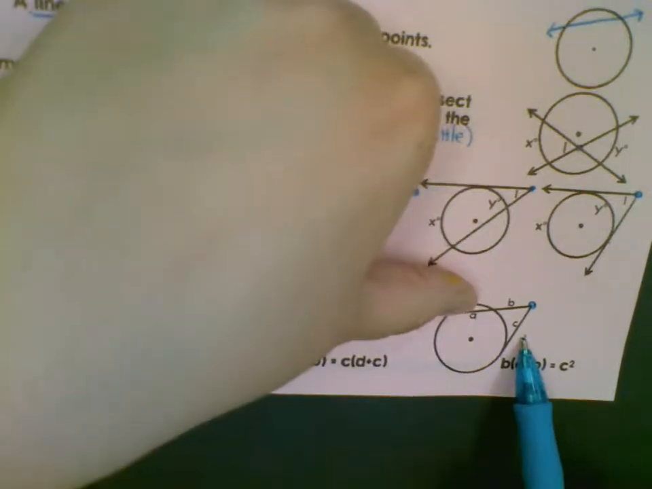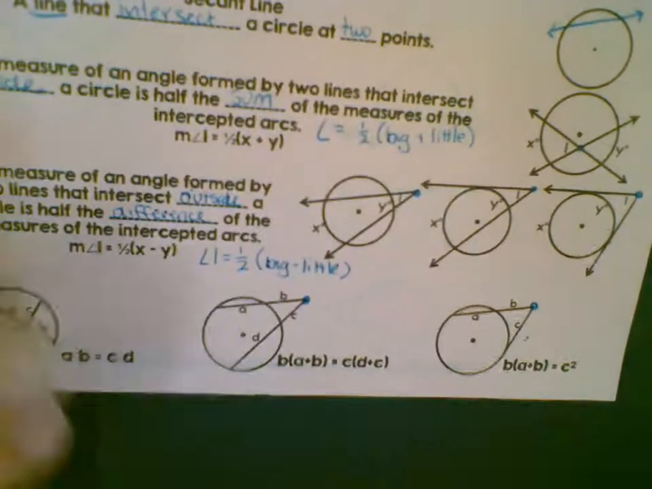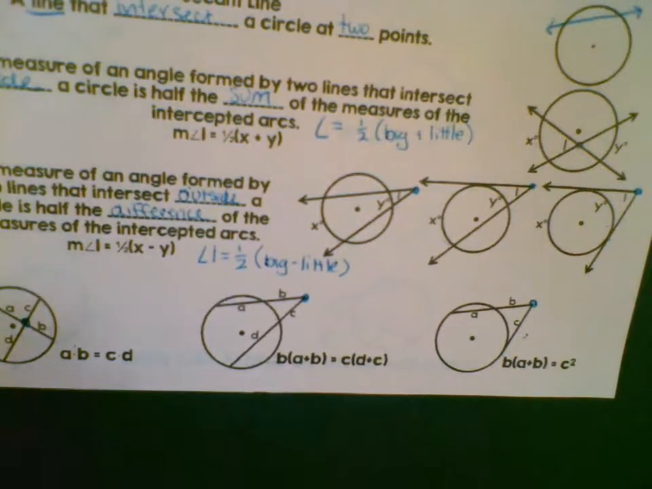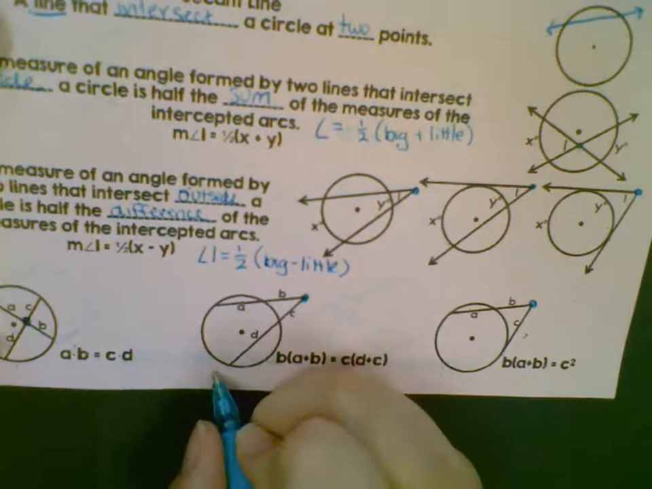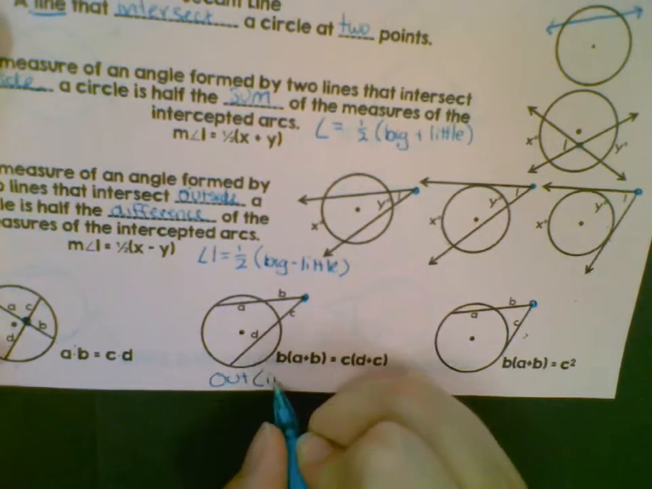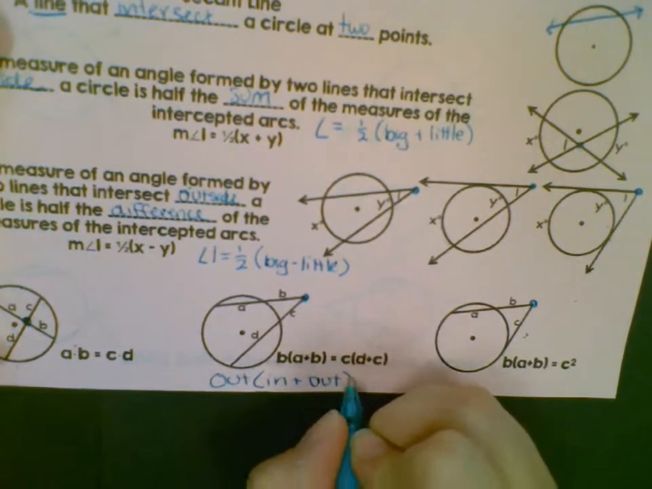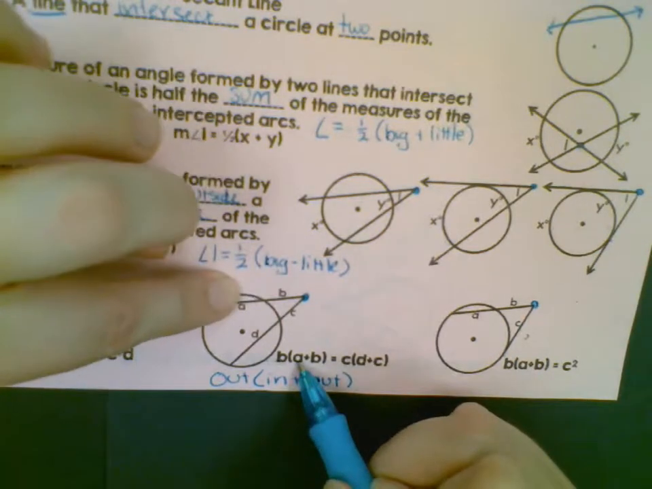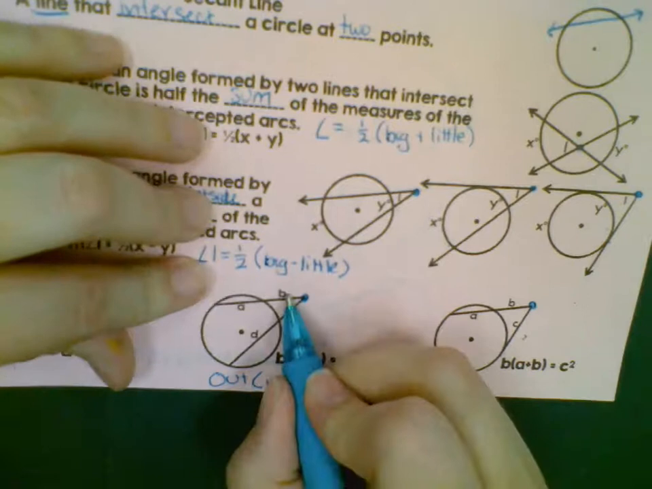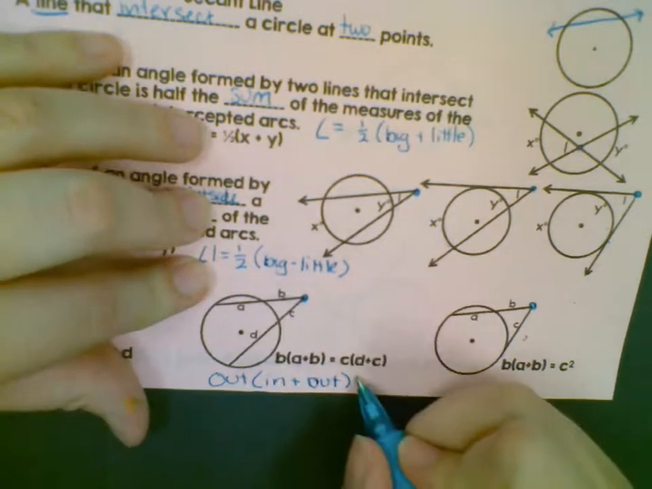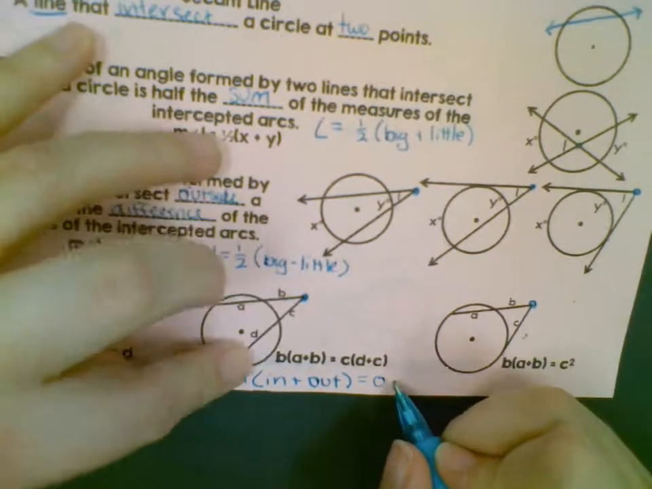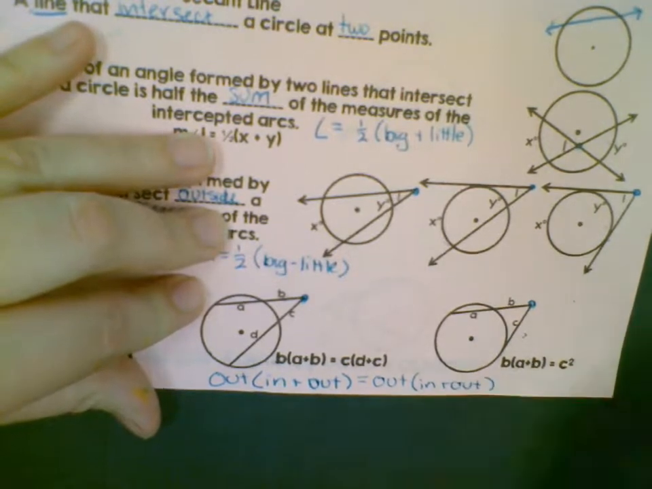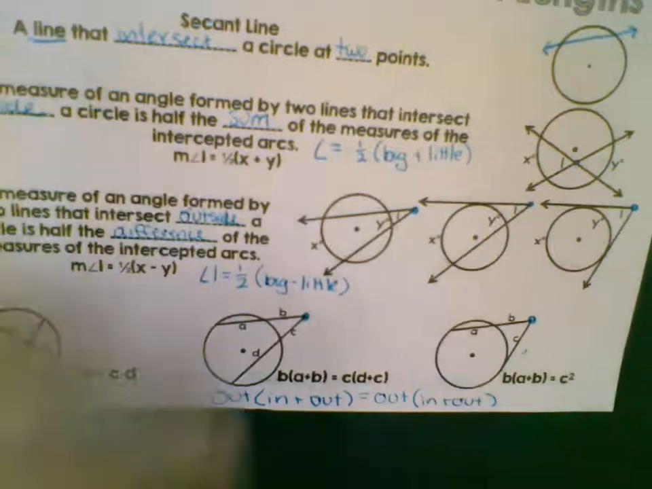And it's true for this one as well. So I'm going to write it a little bit differently so you don't have to memorize this, if you remember the positions. So it's outside times inside plus outside. That was where the B was the outside part and the A was the inside part. So out times in plus out equals the same thing for the other line. Out times in plus out. And that's true for both of those pictures.